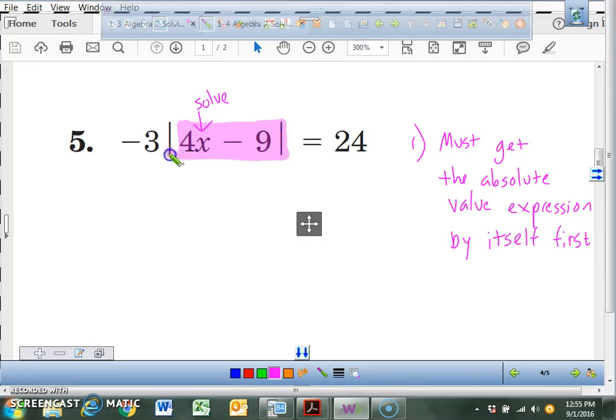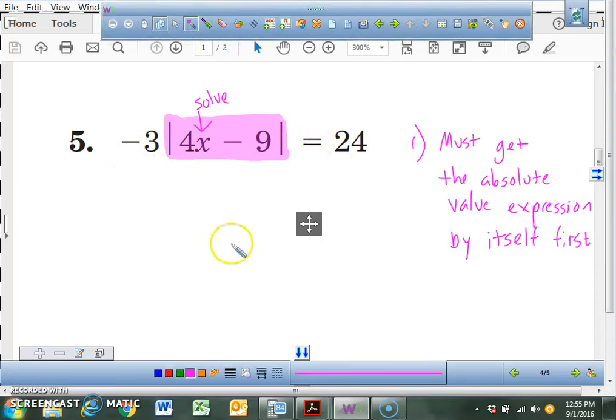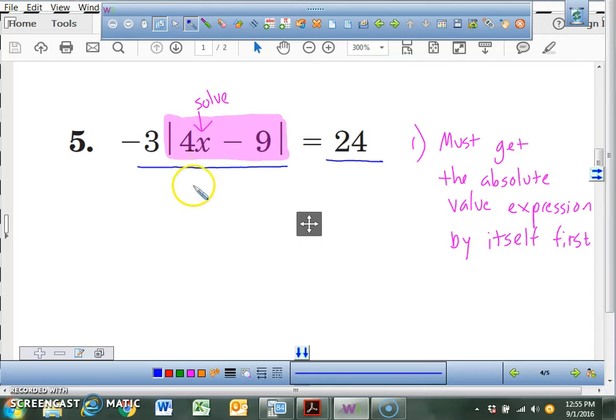And right now it's not all alone. There's a pesky number hanging out right next to it that we need to say goodbye to. But what's happening with this negative 3? It's being what? It's being multiplied. So in order to get rid of something that's being multiplied, what we're going to have to do is divide this side and this side by a negative 3.